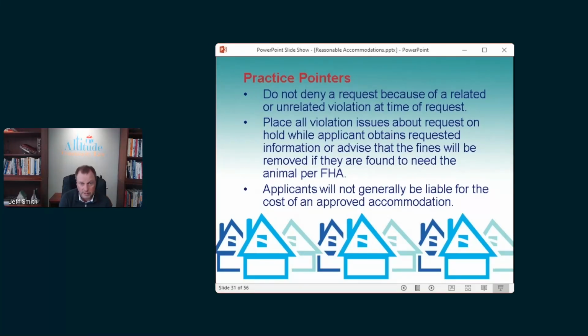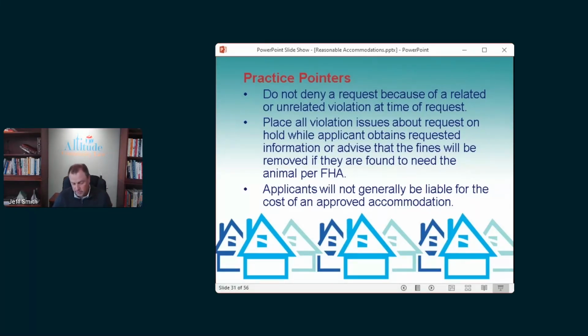You're going to want to place all violation issues about the request on hold while the applicant obtains the requested information, or advise that the fines will be removed if they are found to show that the animal is actually needed pursuant to the FHA. Applicants will not generally be liable for the cost of any approved accommodation. Modifications are a little bit different, but an accommodation is just to a rule. So there should not be any charges tied to that. And if there are any costs, typically that's not going to be the homeowner's responsibility.